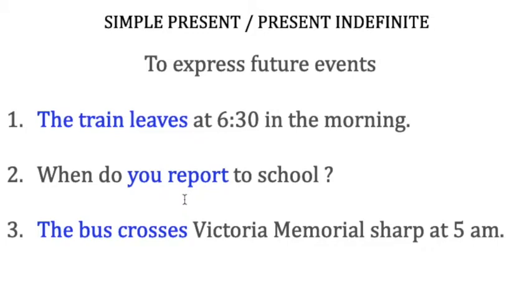Or maybe you have planned to report to school tomorrow, but you're asking, when do you report to school? So 8:30, or 8 o'clock. So future timing is being spoken using the simple present tense. The bus crosses Victoria Memorial sharp at 5 a.m. Understand? Tomorrow again it will cross Victoria Memorial at what time? 5 a.m. Okay, so the bus crosses.